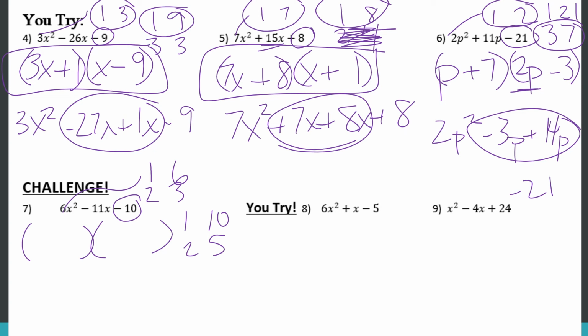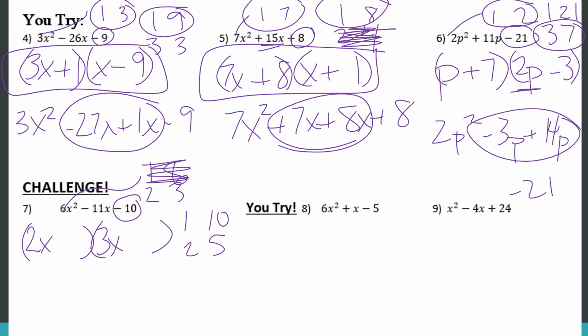Let's go check 1 and 6 with 2 and 5. So 1 times 2 is 2. 6 times 5 is 30. If I subtract that, I get 28. That's not my 11. If I take 6 times 2 and get 12, 1 times 5 is 5, 12 and 5 is 17. So that's not going to work. So 1 and 6 is not going to work. So I did narrow it down: now I know that I need 2x and 3x here.